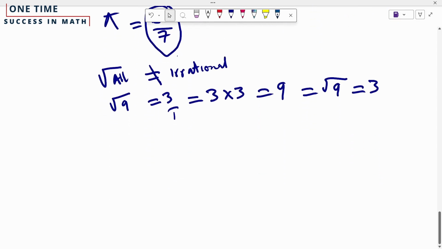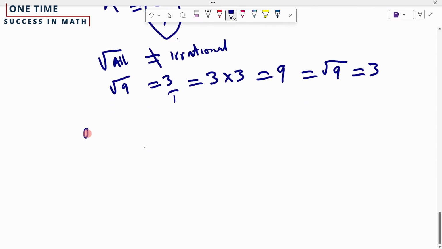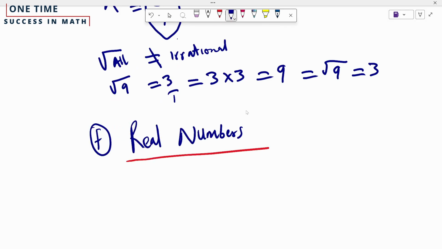The other type of number that we are going to look at are the real numbers. So we have discussed all the numbers. Now, what are real numbers? Real numbers is a total. It combines all these types of numbers that we've talked about, be it rational numbers, whole numbers, counting numbers, be it whatever number you can think of. They are all real numbers, both rational and irrational numbers.